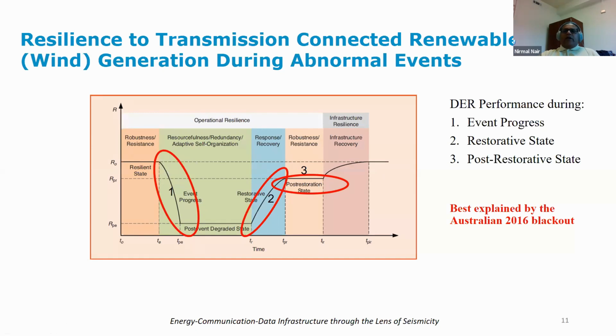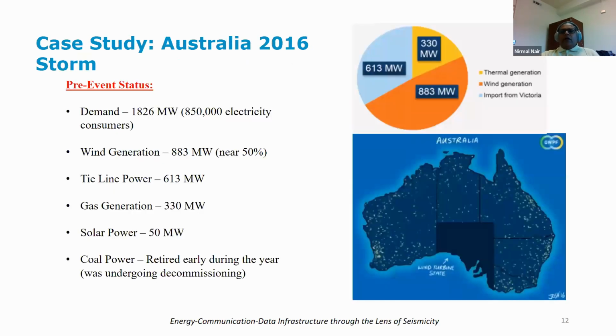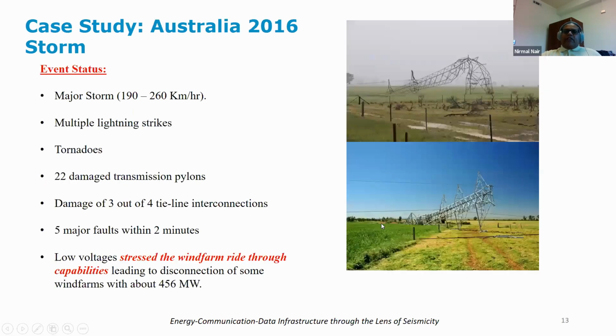Now, the best way to describe this phenomenon in the context of resilience is the Australian 2016 blackout, a few years back, just before we started this work. So what happened just before the event? We're really talking about South Australia here. The whole state blacked out. Just before the event, it was being operated with wind generation, which was close to 50% of the generation plant. Things were fine till the event really struck.